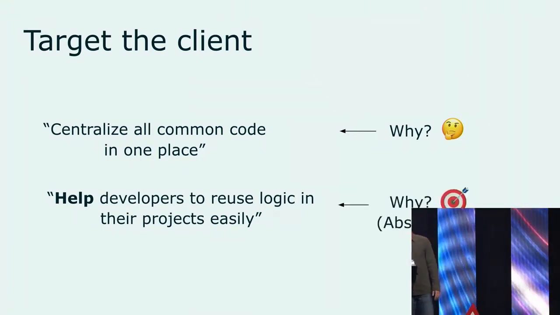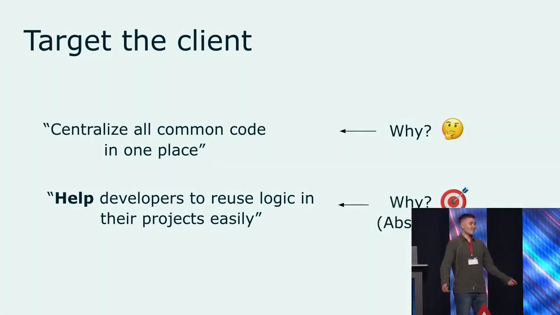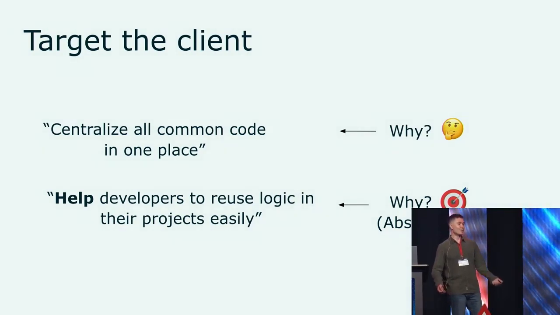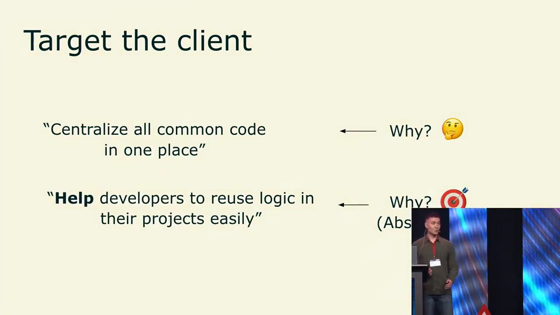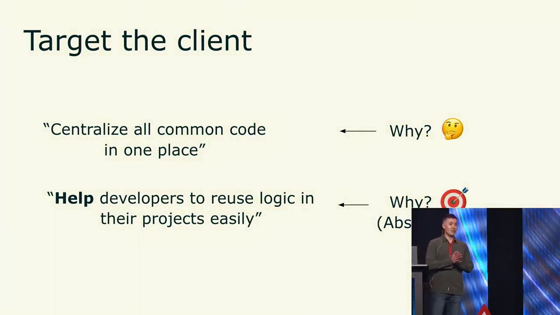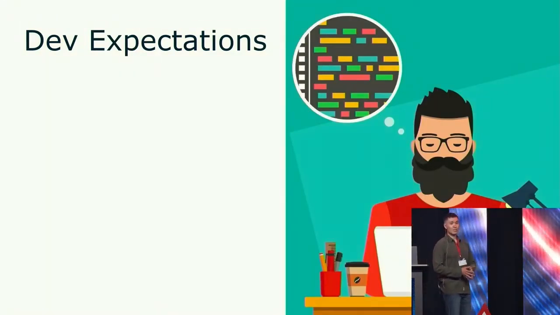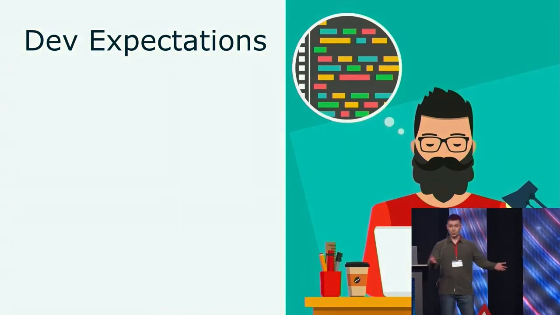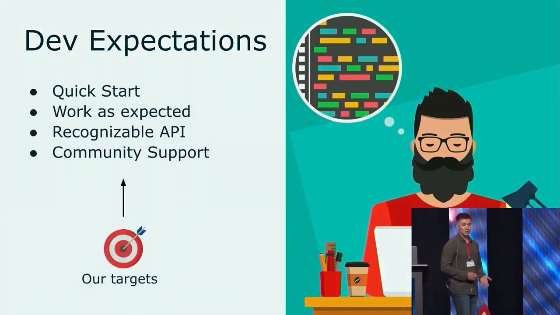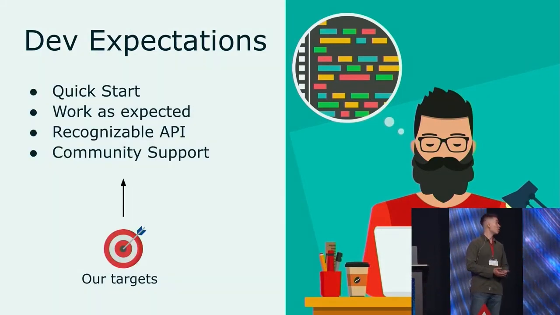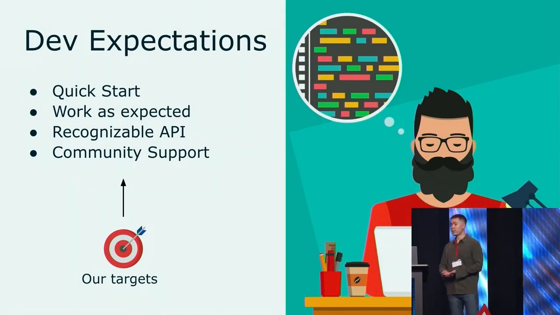And importantly, when you ask why should I help developers to do this? It kind of sounds absurd, right? Why should I do that? Well, because I like to help people. That's something I should do. So I suggest you start your goals with this magic keyword help. And in today's speech, I want to help developers to reach some expectations that we put on the libraries that you guys all mentioned. I created a list of 4 of these expectations that I'm going to focus on today. So I will talk about quick start, work as expected, recognizable API, and the community support.